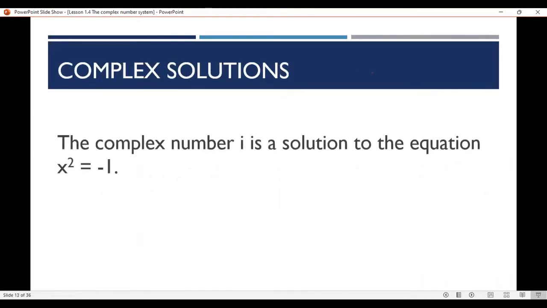The complex number i is the solution to the equation x squared equals negative 1. That makes sense, right? So our earlier equation can now be solved using complex numbers or a complex solution. Therefore, what is the value of x to make this equation true? Okay, let's clarify first so it's clearer, because this was our opening question earlier. x squared equals negative 1. So what is the value of x?